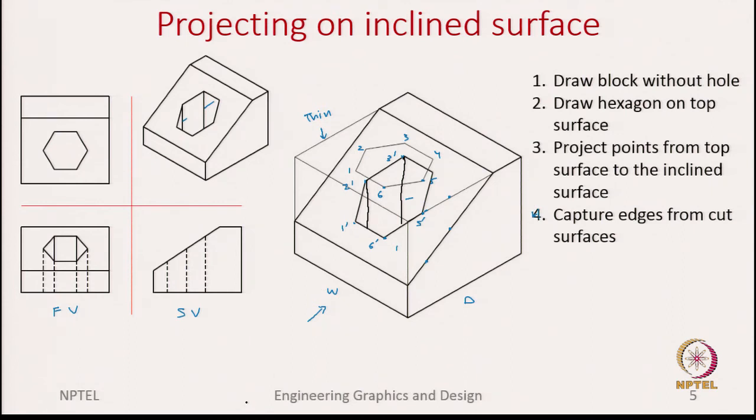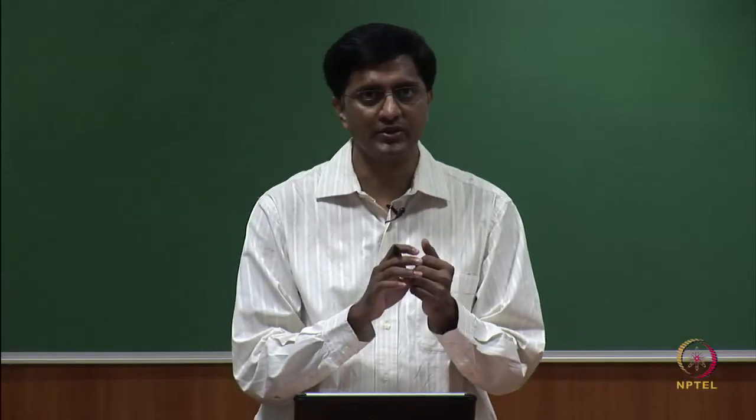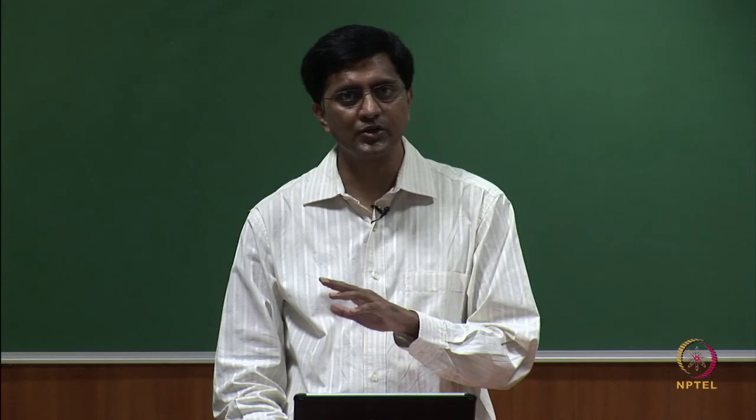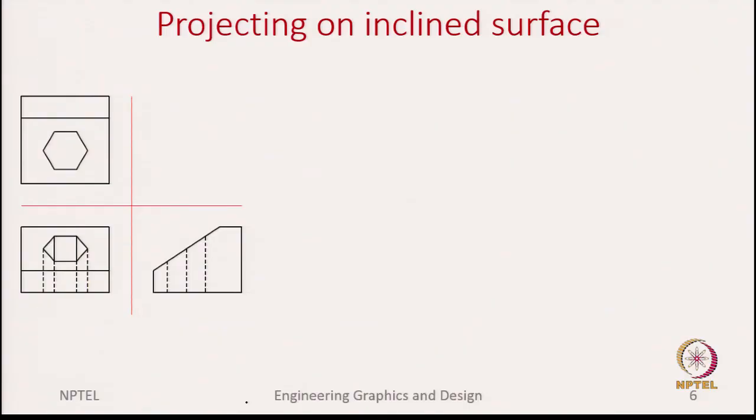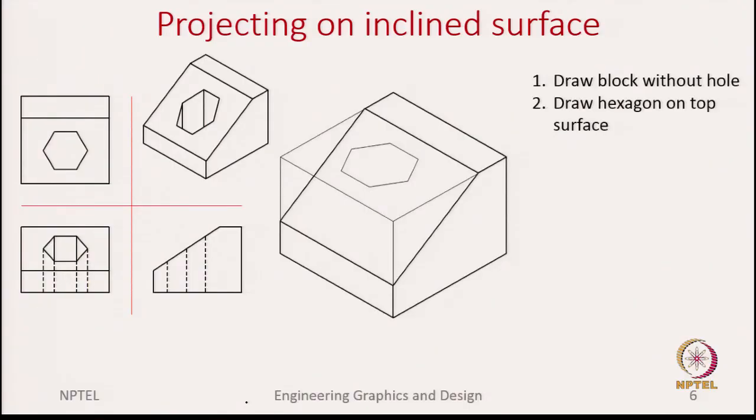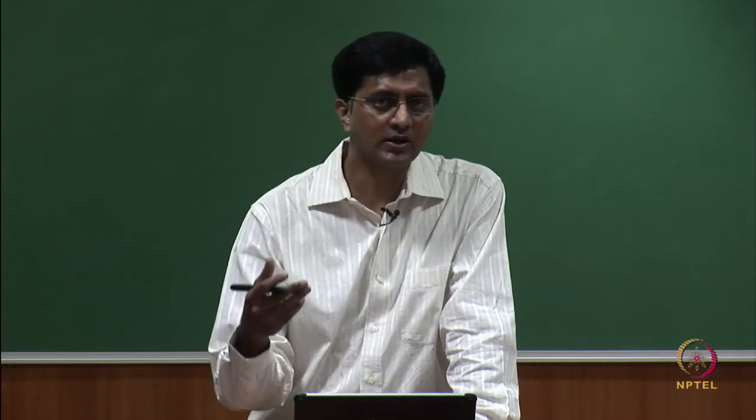So, with this we are done with capturing this hexagon on the inclined surface, but maybe someone might be thinking, can we do these projection lines on the front face instead of on the side faces? This I will quickly show in the last slide. So, again the same problem, so I am not repeating it. The only difference now is, when we draw projection lines, there is one other alternative.